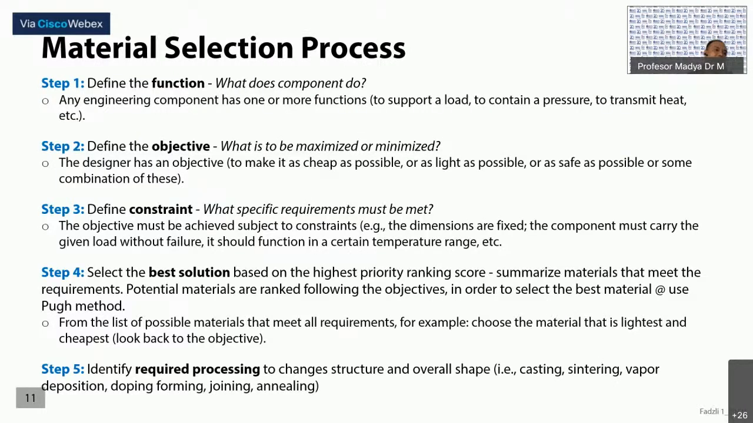Okay, this is the process of the material selection. We have 5 steps. The first step, you need to define the function. What does the component do? Any engineering component has one or more functions. It means, what is the function of your product? Is it to support load? Sorry, someone is calling.